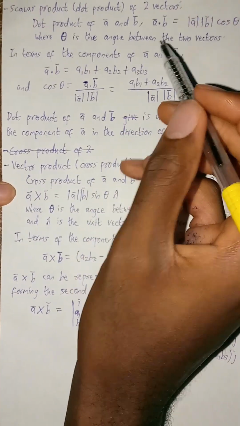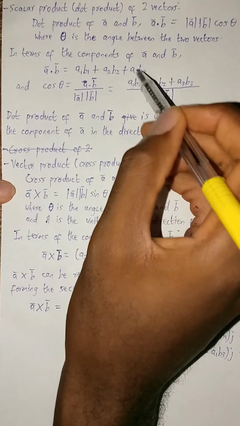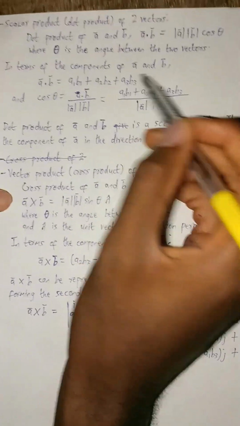Then we have A2 and B2 in the Y direction. We multiply both of them. Same thing goes for the third one. A3 and B3 are in the Z direction. We multiply both of them.